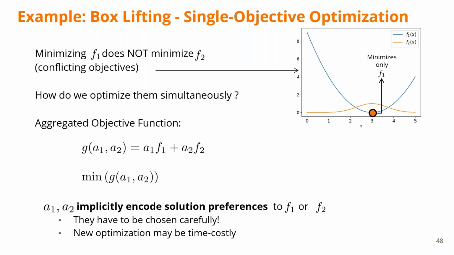In our case, a single objective optimization takes approximately 15 hours. So this may be very costly time-wise already. It's better not to do that every time that we need to change preferences.